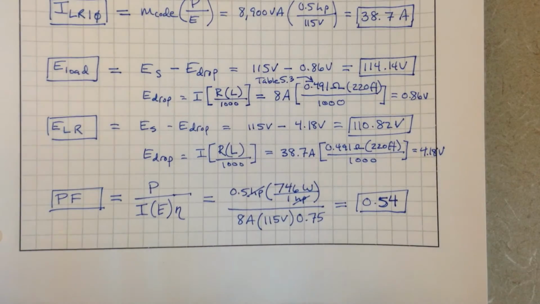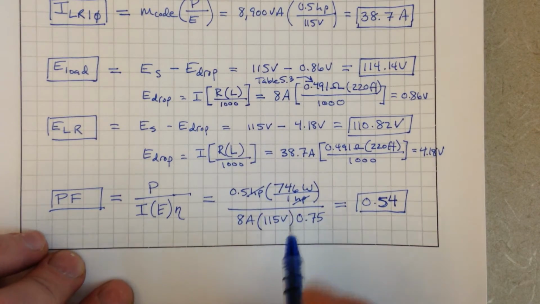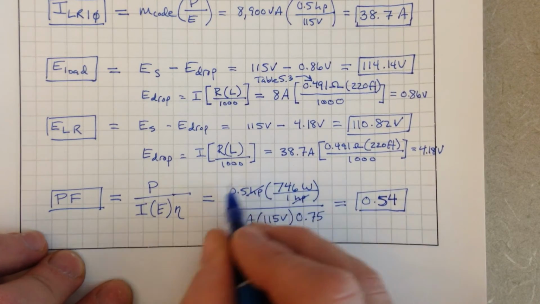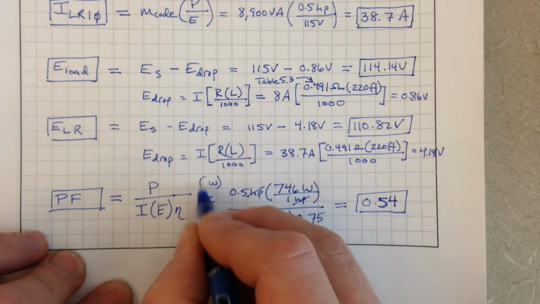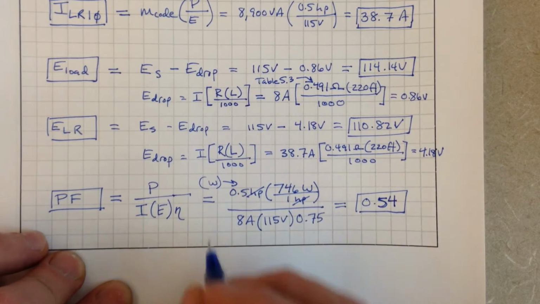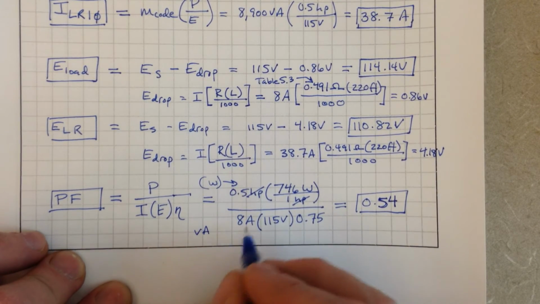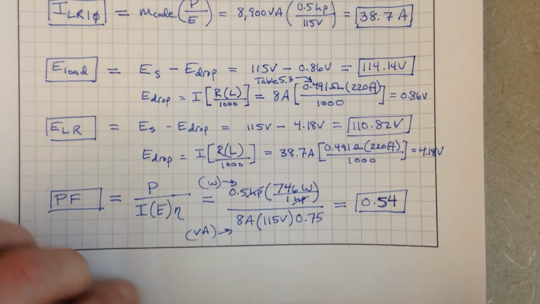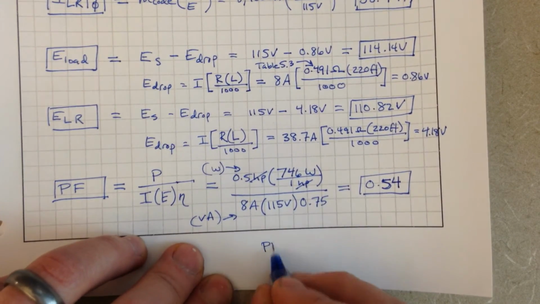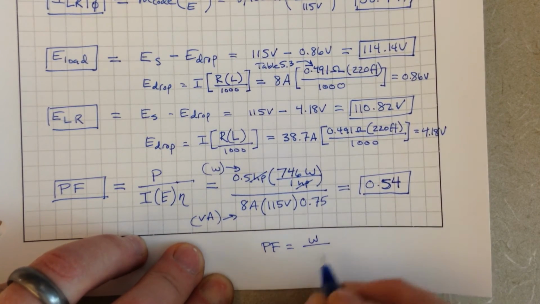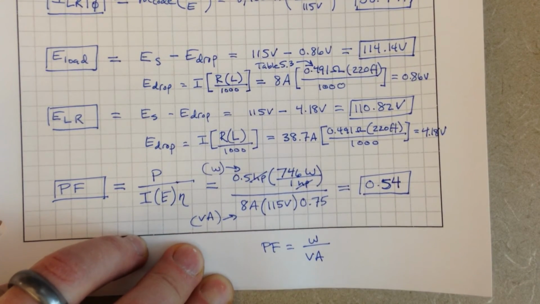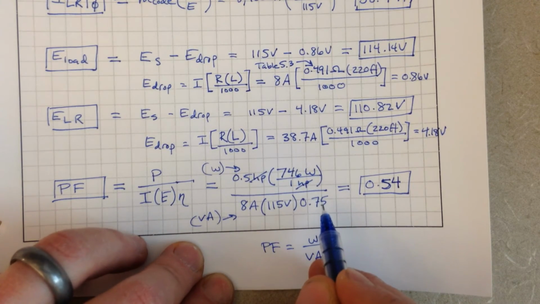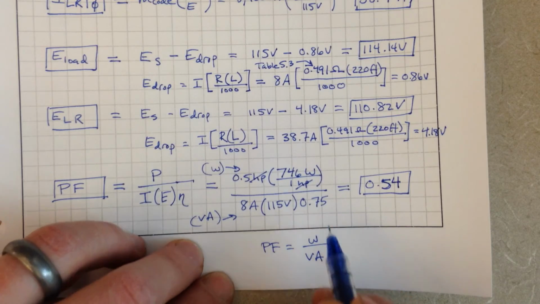Now, I'd like you to also notice the top here is my power in watts. So this is just watts on the top. The bottom here is my volt amps. Volts times amps times this efficiency, right? Another equation for power factor is watts divided by volt amps. So that's really all we're doing here. We're just adding this efficiency term because we're not 100% efficient.